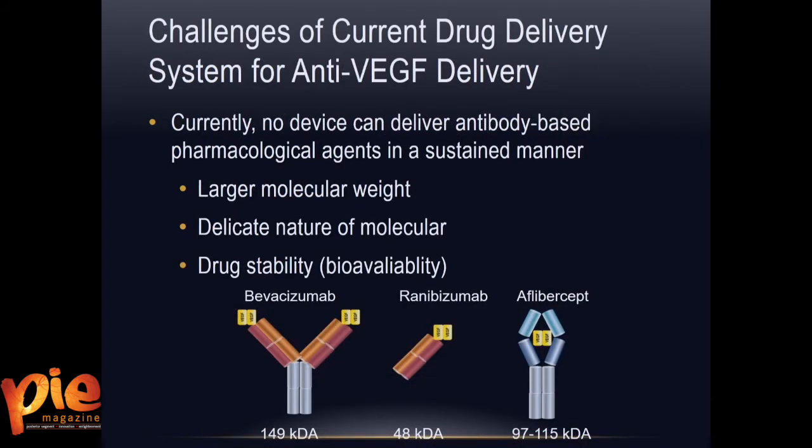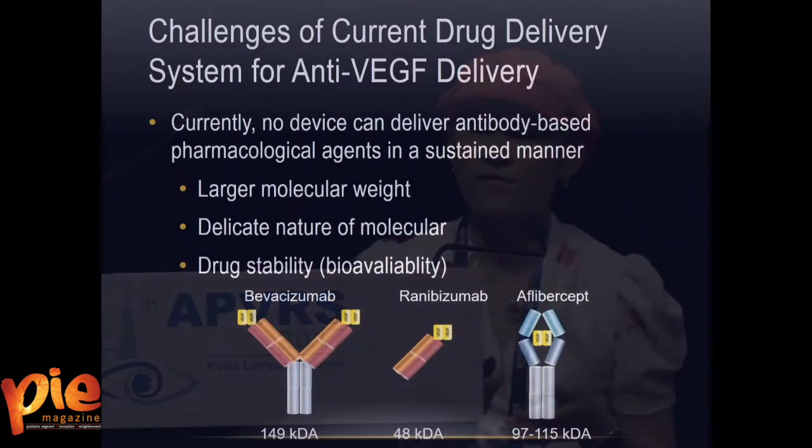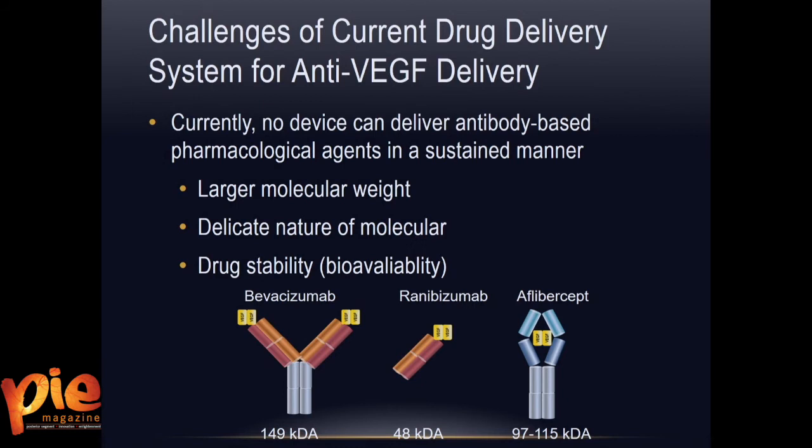But what are the challenges? Why can't we use those same systems to deliver anti-VEGF? Well, one of the things that really makes anti-VEGF delivery challenging is the large molecule size of the protein itself, as well as the delicate nature of the protein. So the interaction between polymers and protein can be quite tricky, as well as how much drug is going to be available and how long we can actually deliver it. Because of this nature of the protein, that poses a lot of challenges.